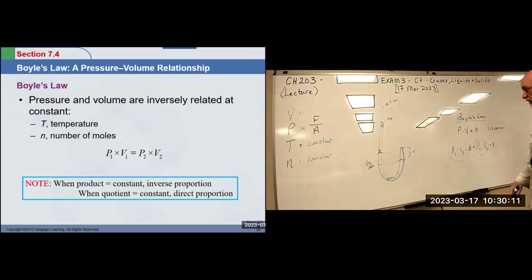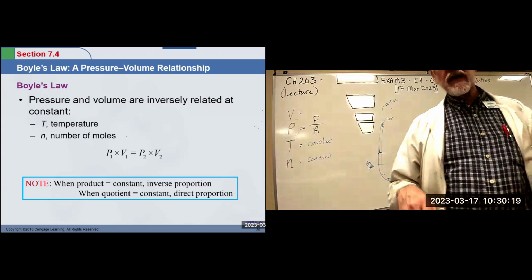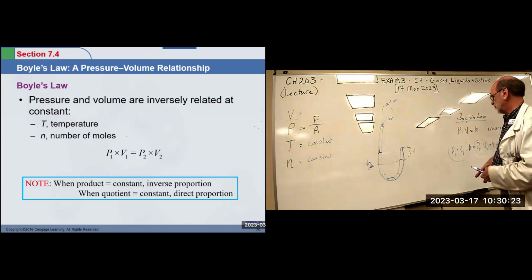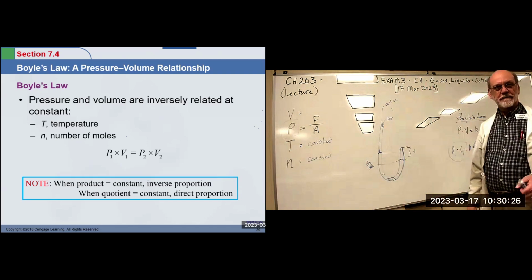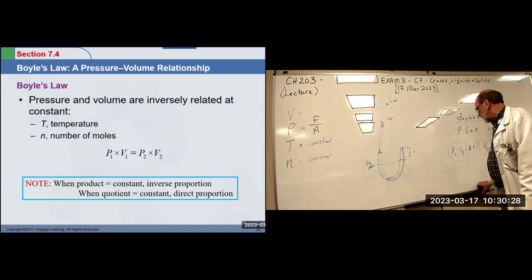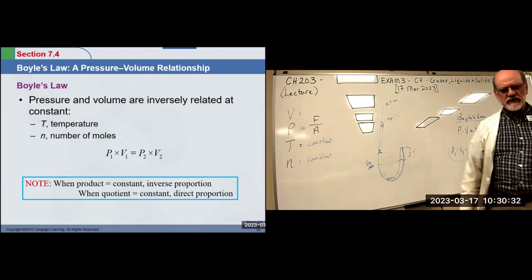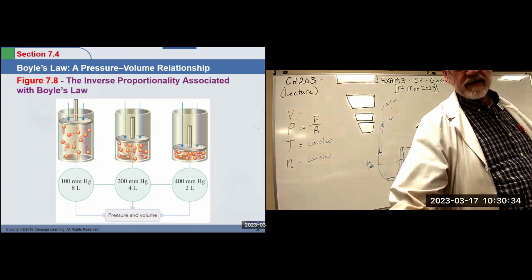And it's like any equation. If you know these two conditions and one of these, you can solve for the other one. And that'll be the trend for any of these gas laws. If you know all but one, you can solve for it. Let's see. Is there going to be some more on Boyle's? Let me see before I erase that.